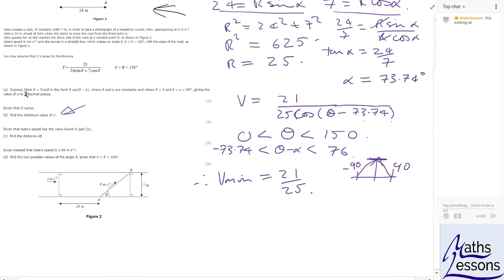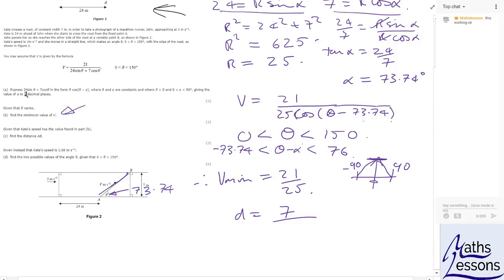Right, the next one, given that Kate's speed has the value found in part B, find the distance AB. So we want to find this distance here, given that the speed that she's been running at 21 over 25. So therefore, we know that theta must equal alpha for this to be the case, because at 0, theta equals alpha. So we know that theta equals alpha, so therefore the distance must equal 7 over, this is going to be 73 degrees in a bit. What was it? 73.74. So that's theta.